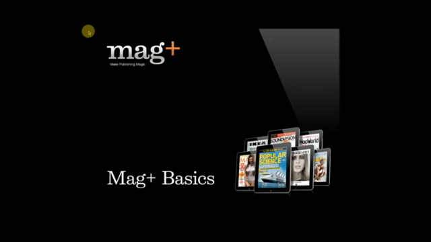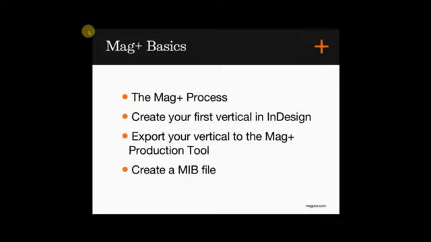Anyway, this week I will walk you through the MagPlus basics. Basically, I want you guys to get started creating your app. What we'll learn today is, first, we'll start off with the MagPlus process, then we'll create a vertical in InDesign. After that, we'll export the vertical to the MagPlus production tool, and then in the end, we will create what we refer to as a MIB file.